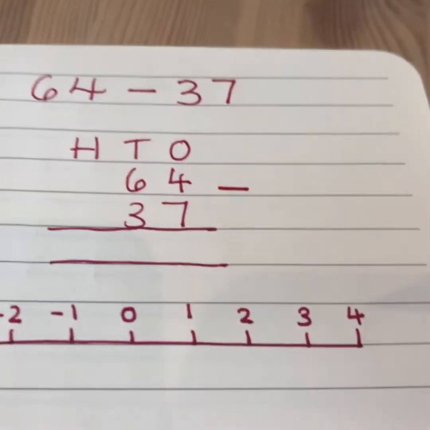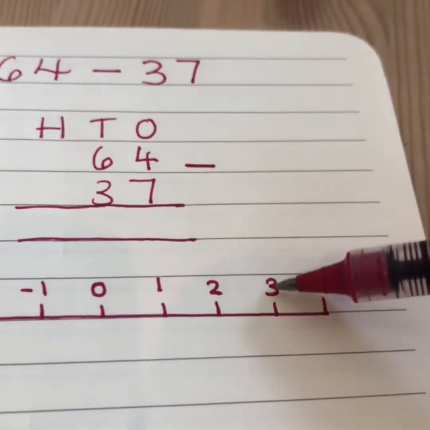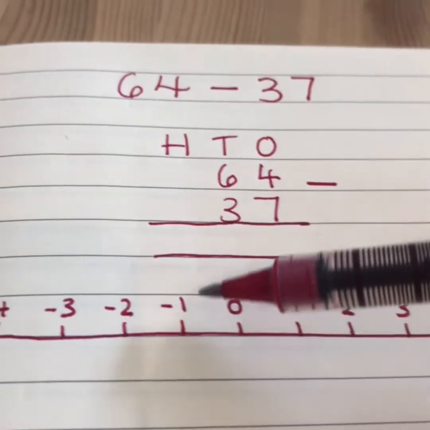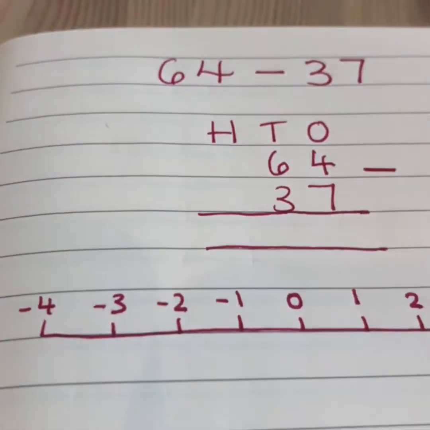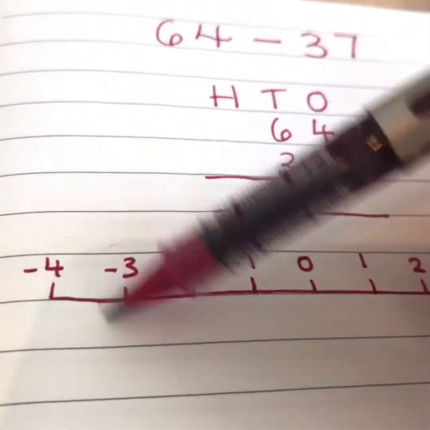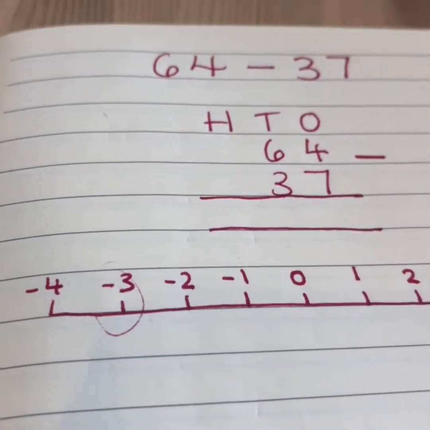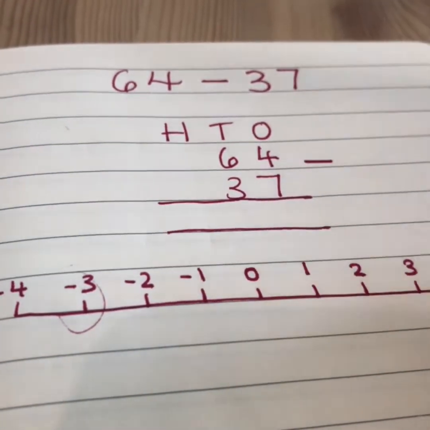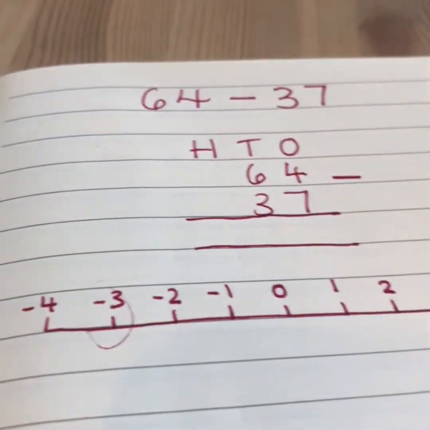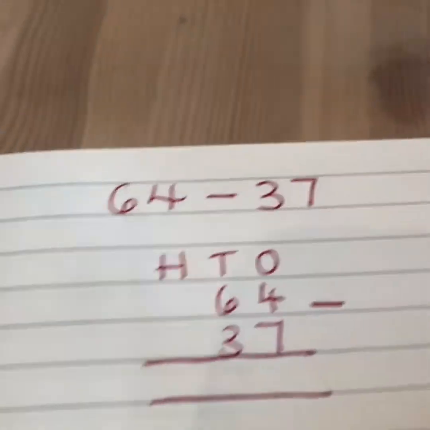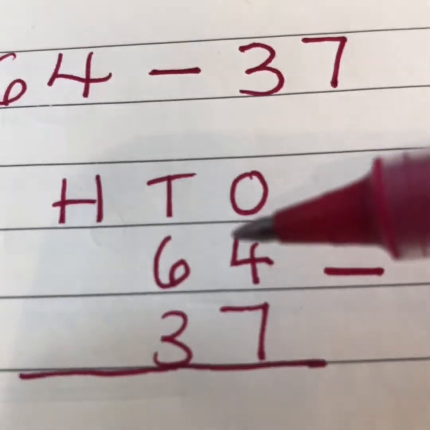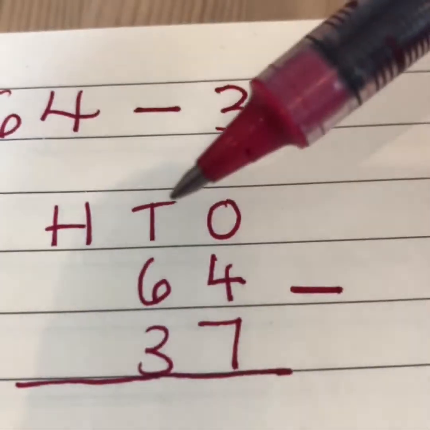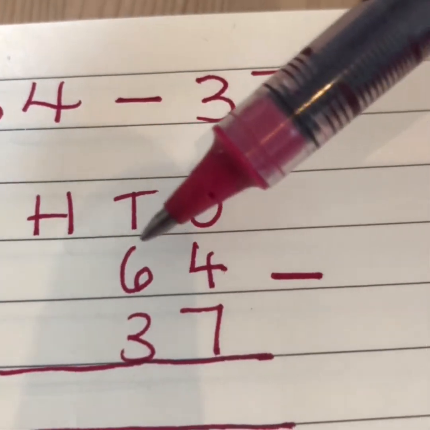If we did 4 take away 7, and 7 jumps back, it's going to give us an answer of negative 3. So that doesn't really work. It's a bit tricky, and especially in year 2, we're not looking at negative numbers. So what we can do, some of you year 3 and 4s who I've done this with, we exchange from the tens.